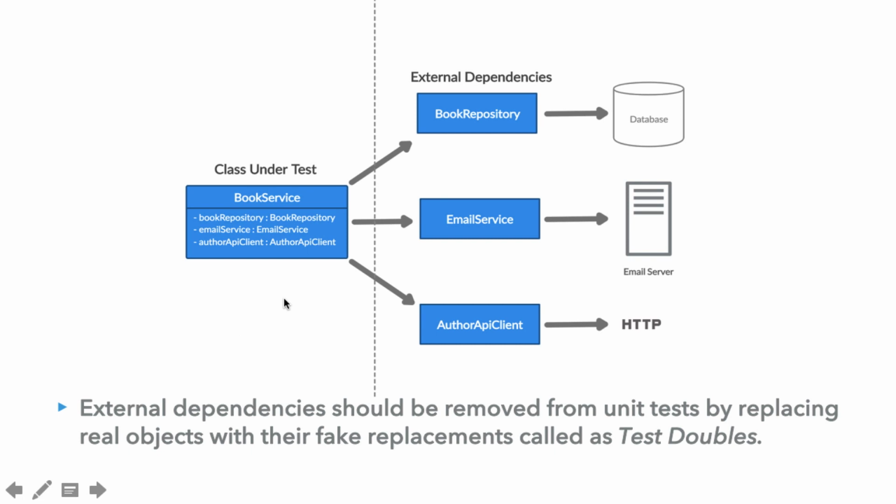So when we do the testing, it looks like we are testing the book service class with these external dependencies, but behind the scene test doubles are coming into picture and helping us to test the book service class, because those test doubles do not go to the database or communicate with any external server or go over the network to get something.